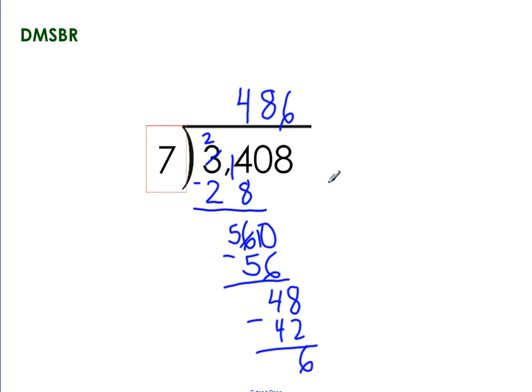remainder 6. Now there are no other numbers to bring down, so brother's done and Rover repeat is done, but now we're at Rover remainder. So our answer is 486 remainder 6. And that is how you divide using the vertical algorithm strategy with single digit numbers.